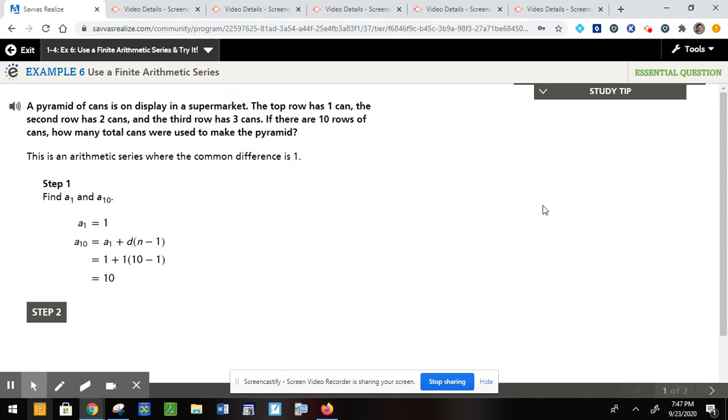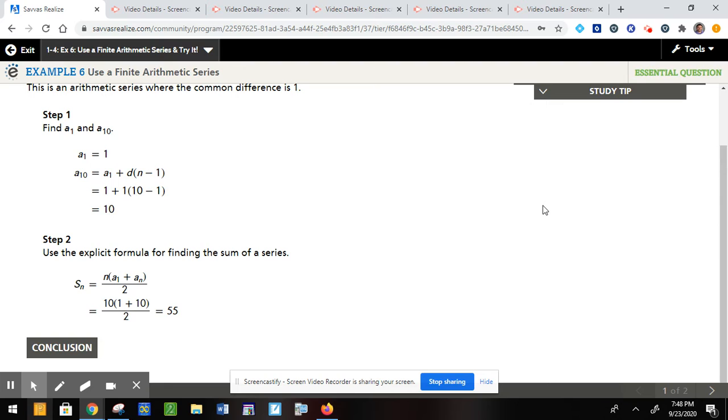So using the explicit formula that we can write, first term is 1, common difference is 1, n is 10 for the 10th row. That would all simplify down to 10. So that means there's 10 cans in the 10th row. You can kind of infer that based on there's 1 can in the first row, 2 cans in the second, 3 in the third, and so on. So 10 in the 10th makes sense.